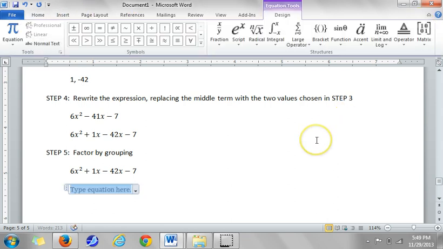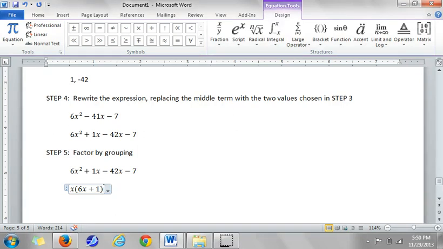Okay, so my first group of terms, 6x squared plus 1x. There are no numbers that I can factor out between those two, but they do both have an x. So I can factor out an x, and that would leave me with 6x plus 1. And again, I can redistribute to make sure that that checks out. X times 6x gives me 6x squared. X times 1 gives me 1x.